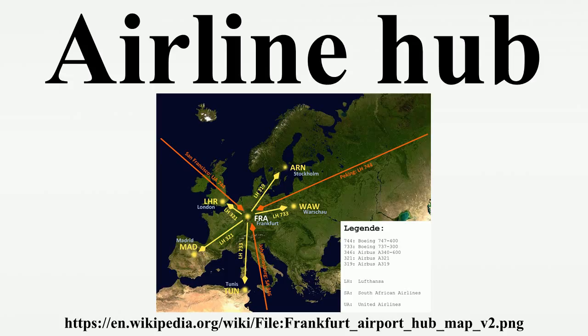Primary and secondary hubs. A primary hub is the main hub for an airline. However, as an airline expands operations at its primary hub to the point that it experiences capacity limitations, it may elect to open secondary hubs.